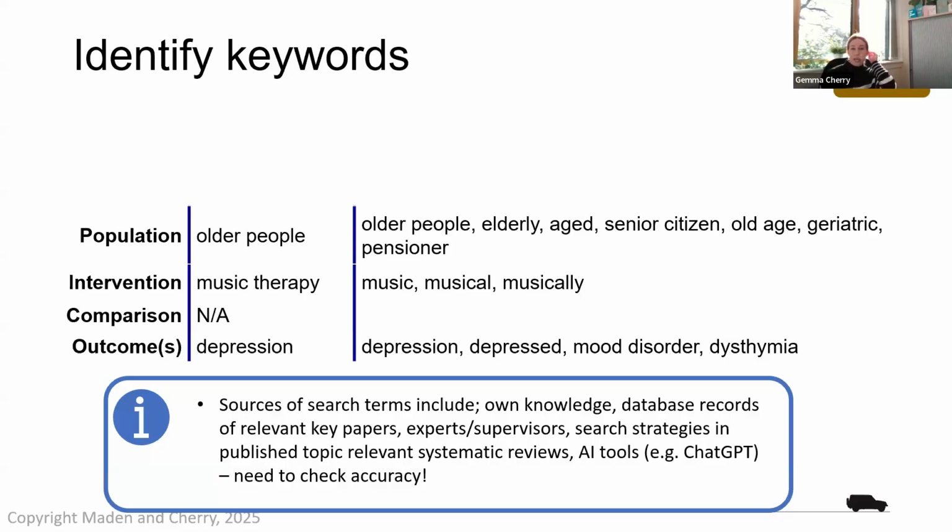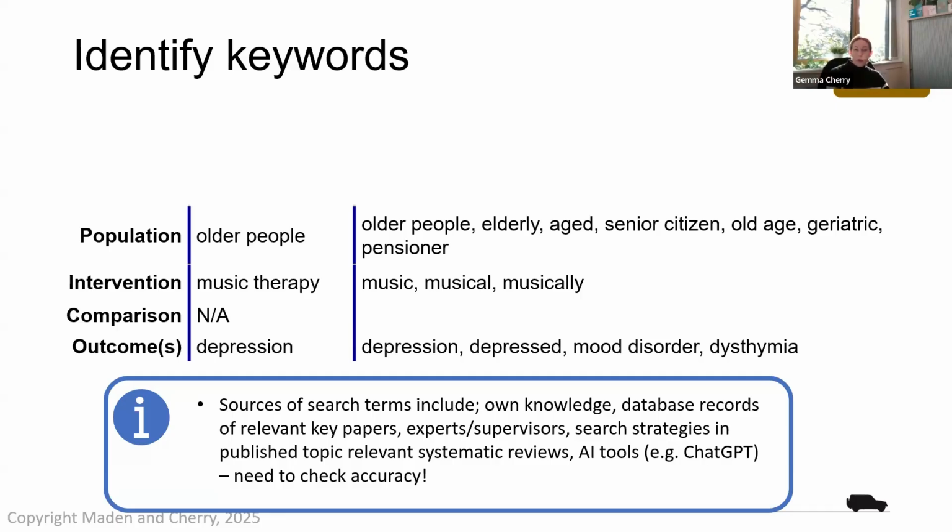So you want to try and cast your net wide. For example, we may use the language of older people or older adults, so they would be logical search terms to include. But depending on location or age of publication, you may also see terms like elderly, aged, senior citizen, old age, geriatric, pensioner. So you want to be thinking about all of the different possible terms people may use to refer to older adults. And then you want to do the same for music therapy.